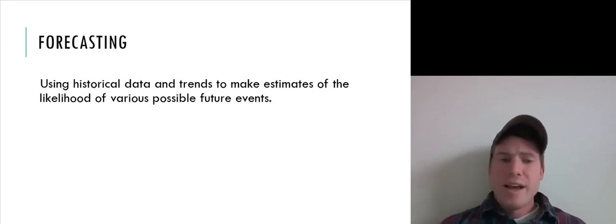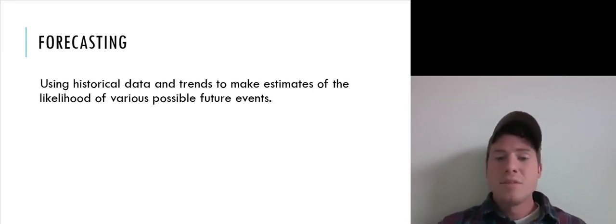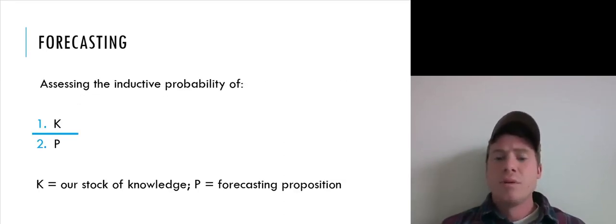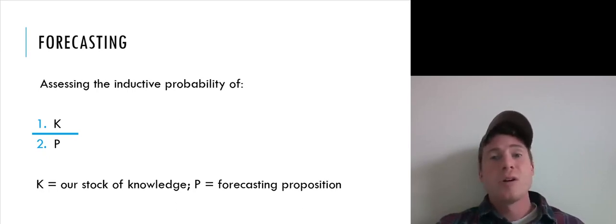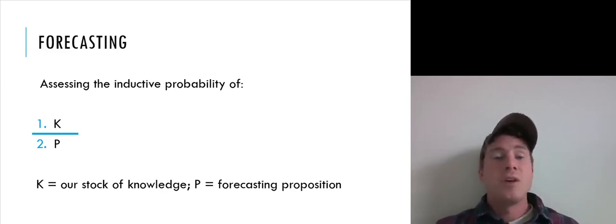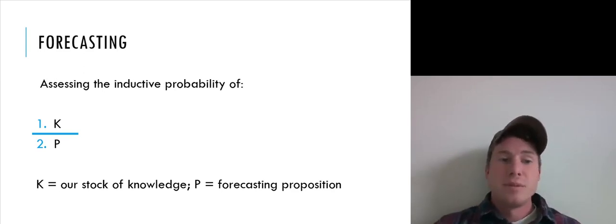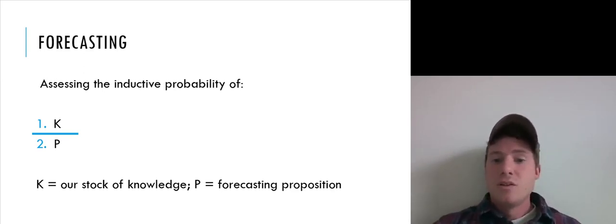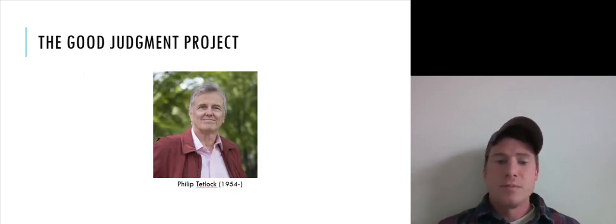Now, we can think of forecasting in terms that are going to be familiar from this course as an attempt to assess the inductive probability of arguments that take this form, right? Arguments that move from our current stock of knowledge to some proposition that we're interested in forecasting. Maybe it's a proposition or a statement about how an election is going to turn out, or about what the unemployment rate is going to be at a particular time, right? So we can view what forecasters are trying to do as coming up with inductive probabilities for these arguments.